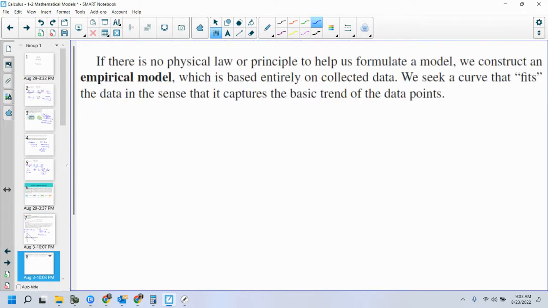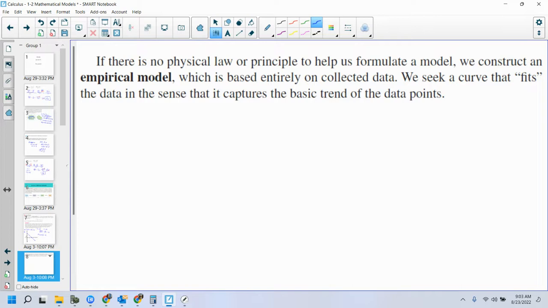All right. If there's no physical law or principle to help us formulate that model, like in this case, we had data and we could say that this was definitely going to fit a linear model. If there's no physical law or principle to help us formulate that model, what we could do is construct an empirical model, which is based entirely on collected data. What that means is basically we're going to run a regression, right? We're going to find either a linear regression or a quadratic regression, and we're going to use technology to help us along with that. We're going to use our calculators to help us along with that.